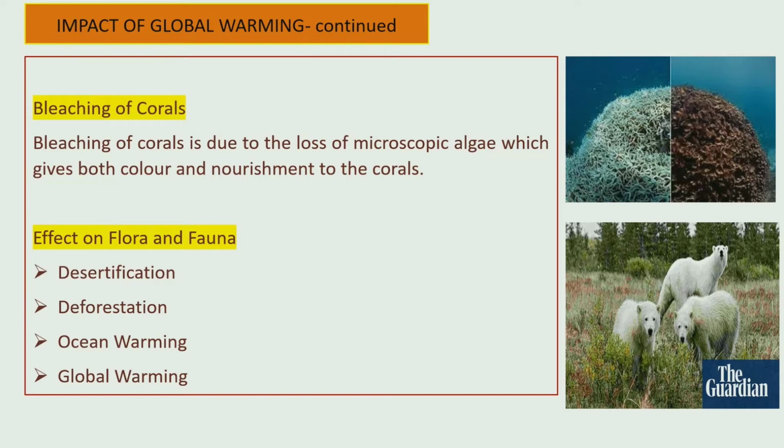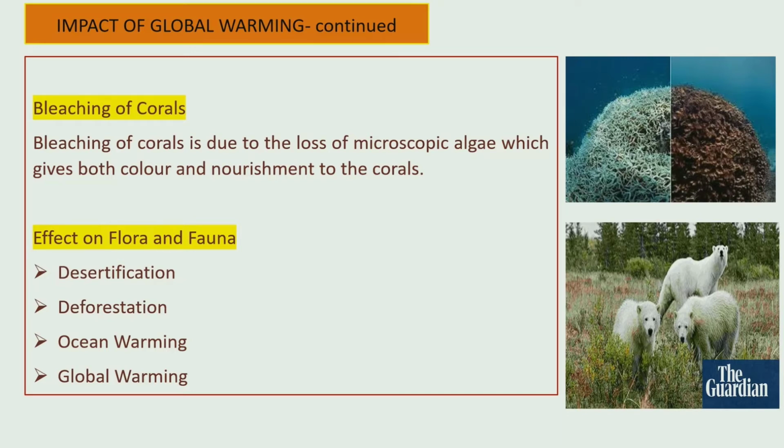Third point is bleaching of corals. Bleaching of corals means the corals, the plants that are growing in the oceans, are fading away. The color is fading away, and they are losing their beauty. The bleaching of corals is due to the loss of microscopic algae, because of the small algae that they are losing because of the temperature.